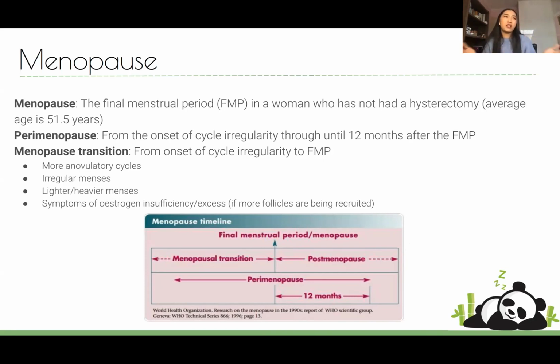So usually throughout their life, women will have a fairly regular cycle length. And then as they start to approach menopause, the periods might be fewer and far between. So they get longer and longer cycles until eventually they just have no further periods. They might also have irregular periods, lighter, heavier periods, and other symptoms of estrogen insufficiency or excess.